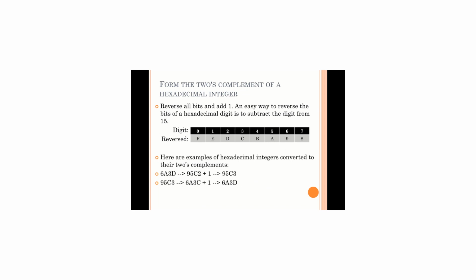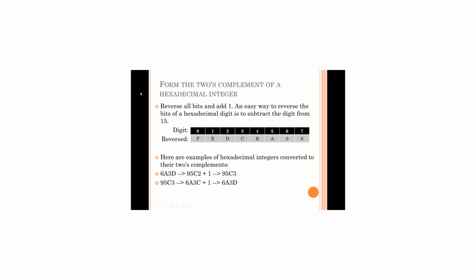So how do you form the two's complement of a hexadecimal integer? Okay, so one way to do it is that you can always convert the hexadecimal number, for each digit, into a 4-bit binary number, right? And there is an easier way to do it, meaning that you can reverse all the bits and add 1. It's the same thing. And an easy way to reverse the bits of a hexadecimal digit is to subtract the digit from 15.